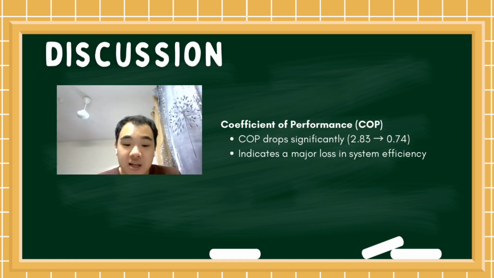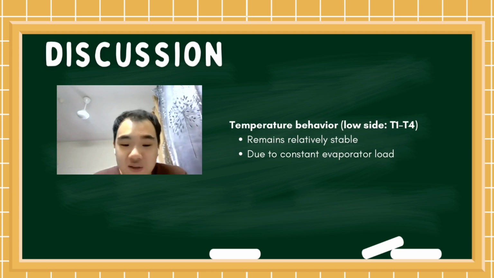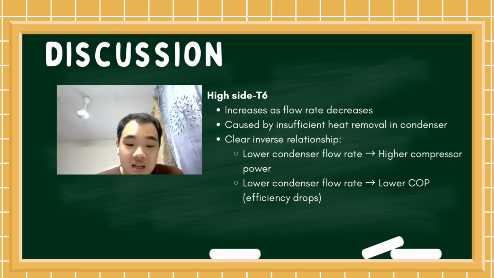And also we can find that the coefficient of performance, COP, dropped significantly from 2.83 to 0.74. Why this? This is because it indicates a major loss in the system efficiency. We also found that the temperature behavior on the lower side, which is T1 to T4, remains relatively stable. Why? It is due to the constant evaporator load. But on the high side, T6 increases as the flow rate decreases. This is caused by the insufficient heat removal in the condenser.